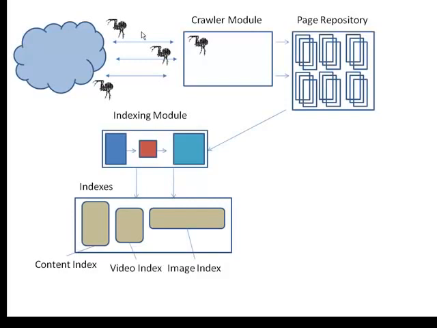Next, these indexing modules output their data into a different set of indexes, and these indexes can be of different types. For example, you might have a content index, you might have a video index, or an image index. And you see this, for example, in Google's search engine results page, where you will get different pieces of information sent back, or you can choose just to look at video results, or just image results, or just content.